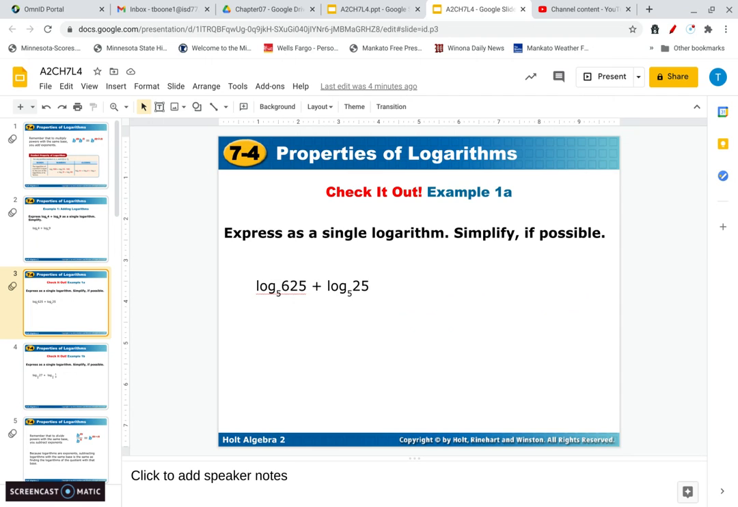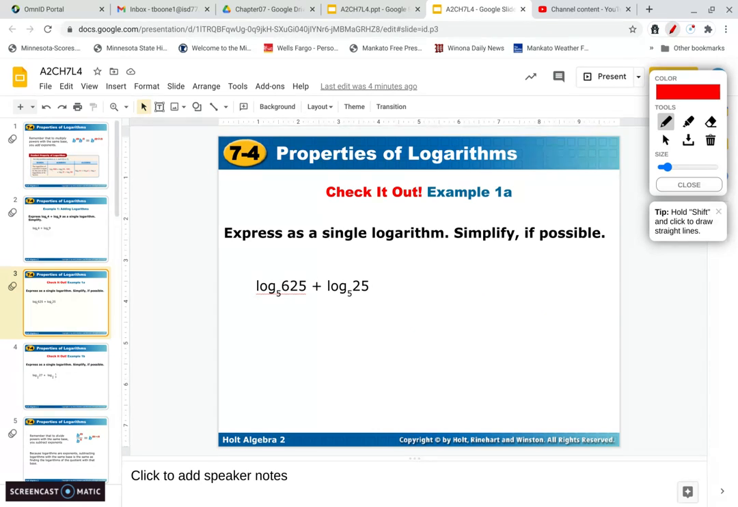All right, now the next part here, oh boy, tricky one here. All right, we have the same base. And so what we're going to do is, once again, we're just going to write it as a singular log. We're going to say log base 5. We're going to take 625 times 25, which is, of course, 15,625.